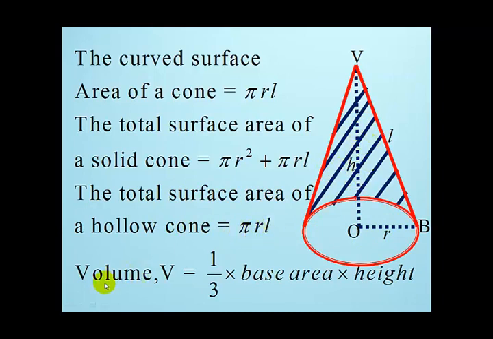The volume V of a cone is given by 1/3 times the base area times the height.